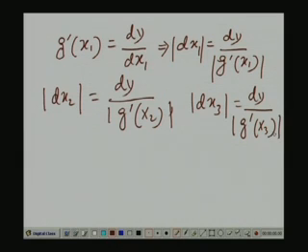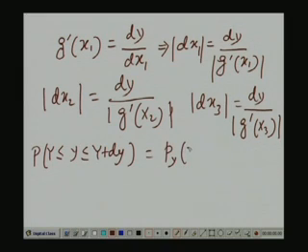Okay. So, now if we put them back, we get the probability of y remaining in this range, which by definition is nothing but f y dy that is equal to this into dx1 mod, but that is equal to this.